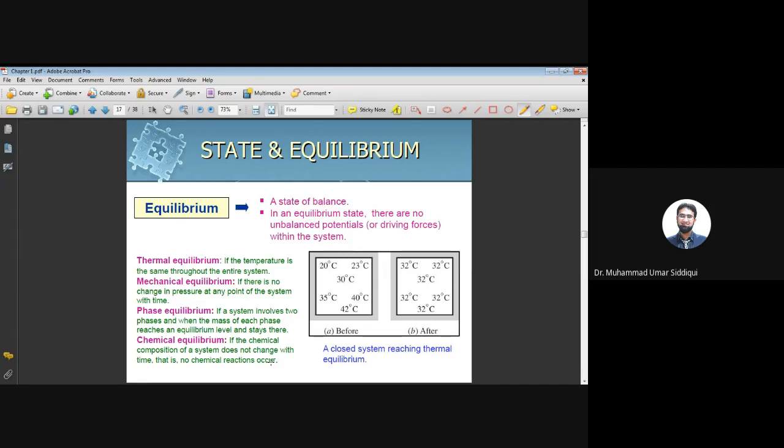Do you understand the concept of equilibrium here or not? Is there anything which is not clear? Please ask.